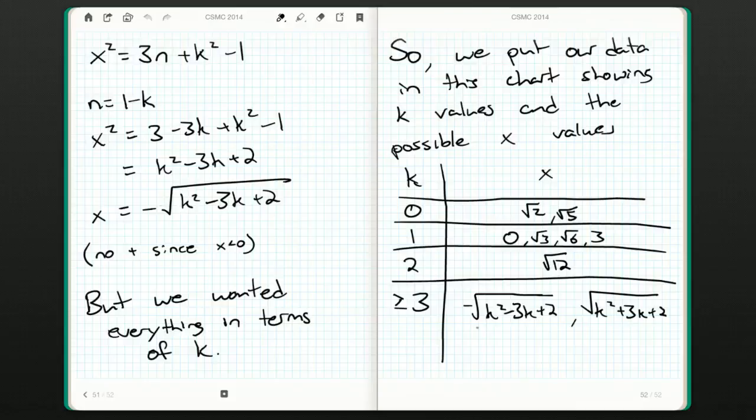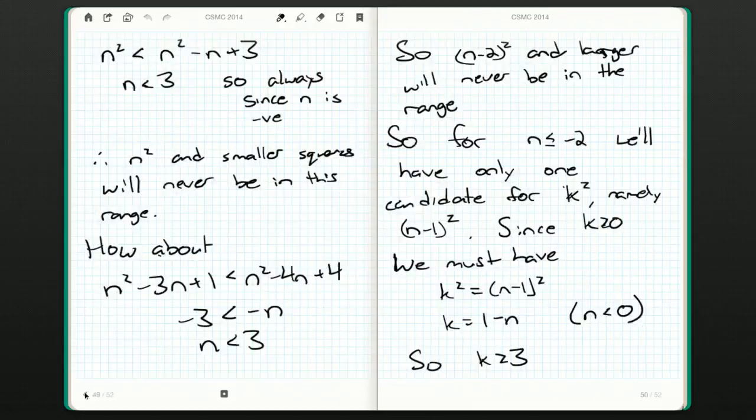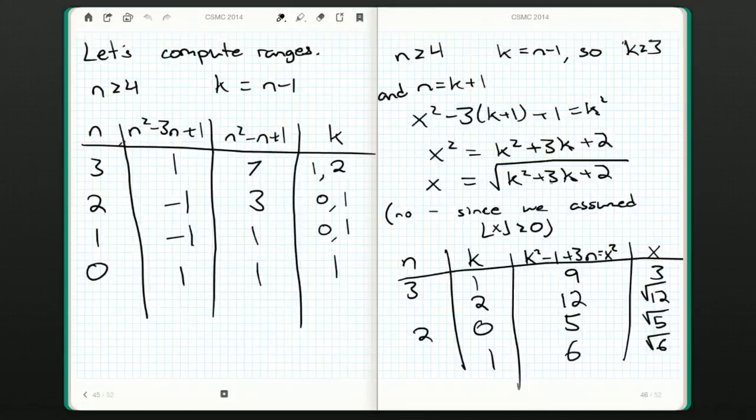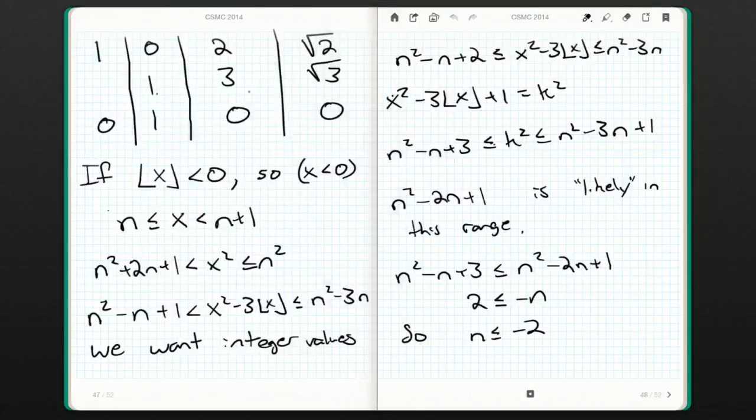So this one is fine. We need to check this one, and then I think it's root 12 for 2. Okay. K squared plus 3k plus 2. All right. When k is 2, we have a root 12, and that should be the only k value. With 1, we could have 3. With 0, we could have root 5. With 1, we could have root 6. And then with 1, we could have root 3.